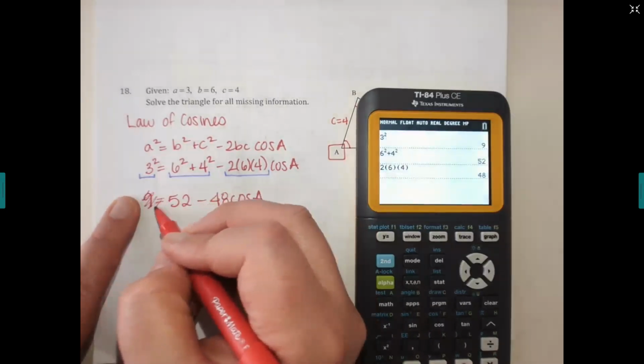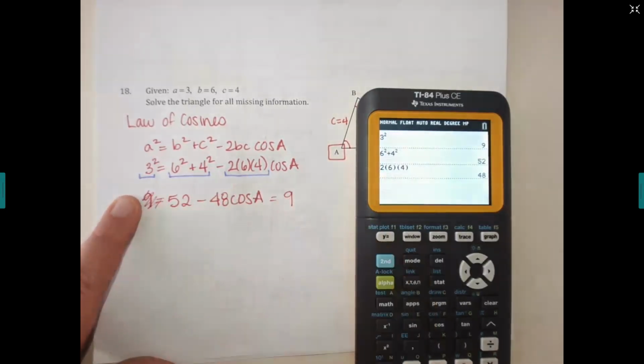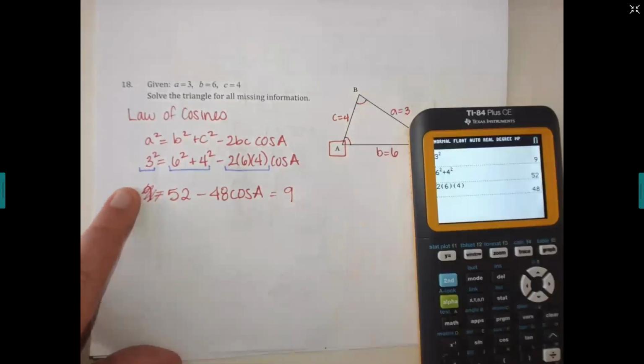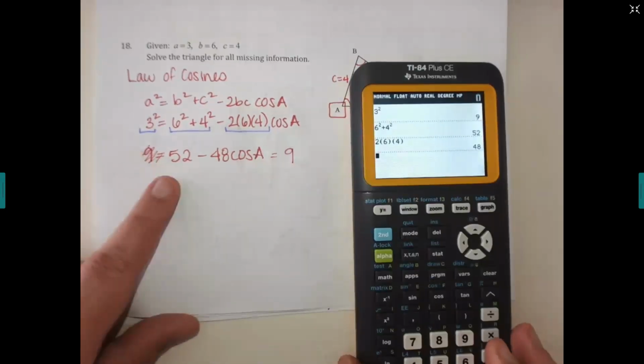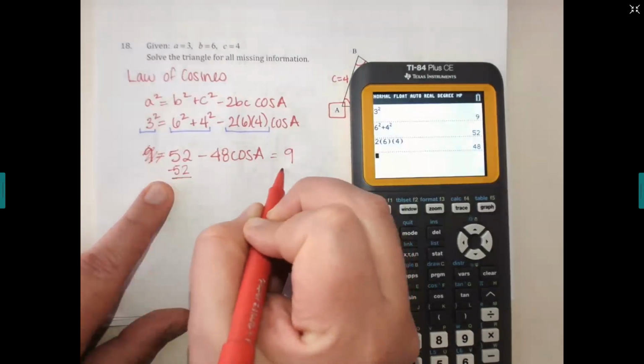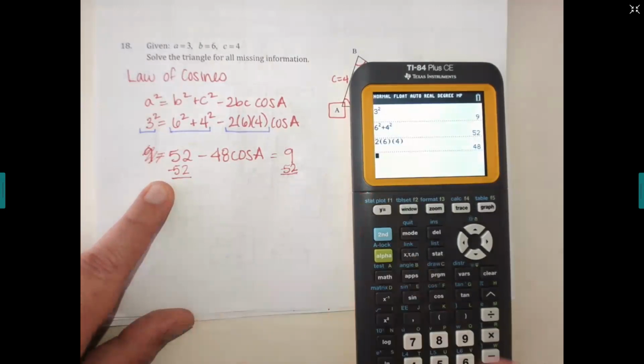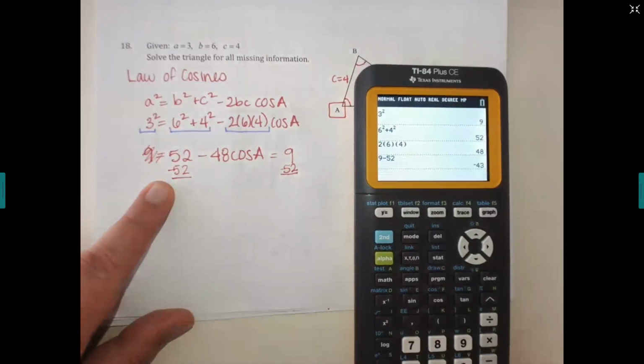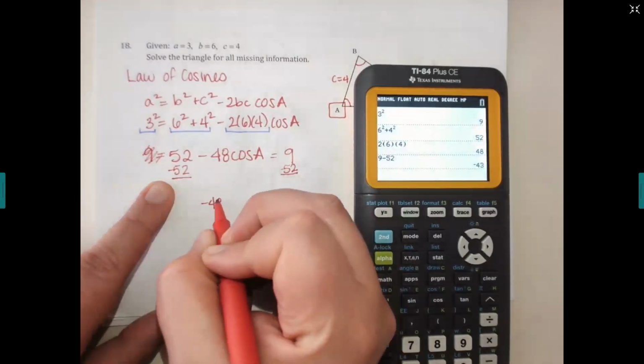Then remember at this point, I hate having my equals 9 over here, so I'm going to scribble it out and move it over to that side. We're trying to get that A by itself. So if I have a 52 here in the front, I'm going to minus 52 off both sides. So 9 minus 52 is going to give me negative 43.